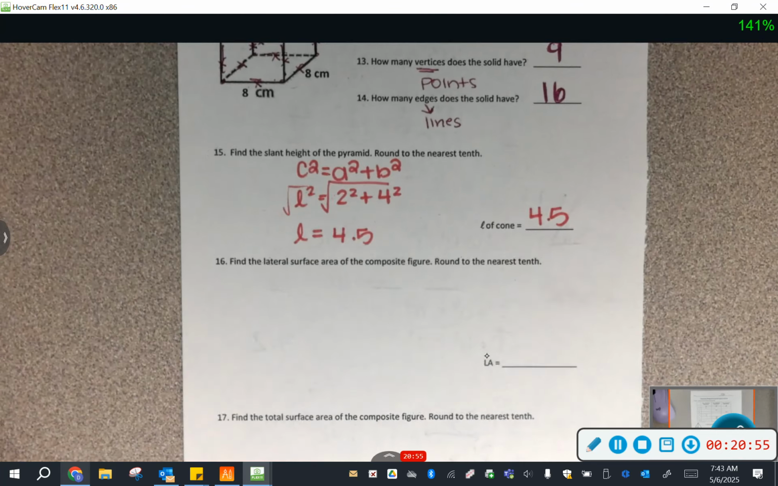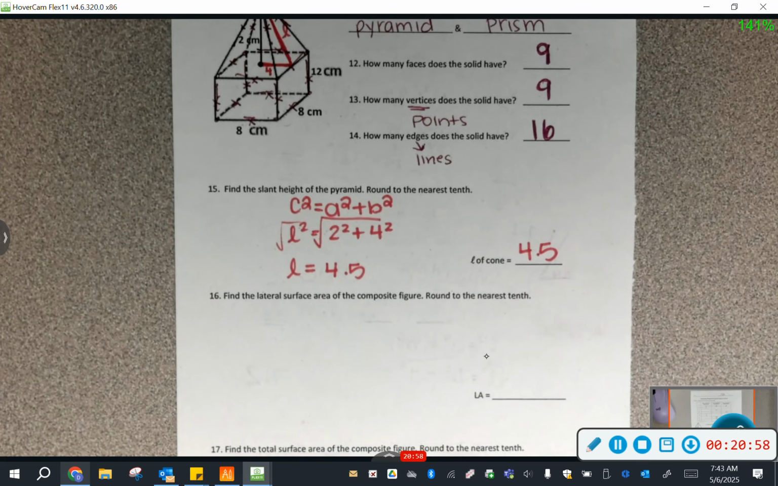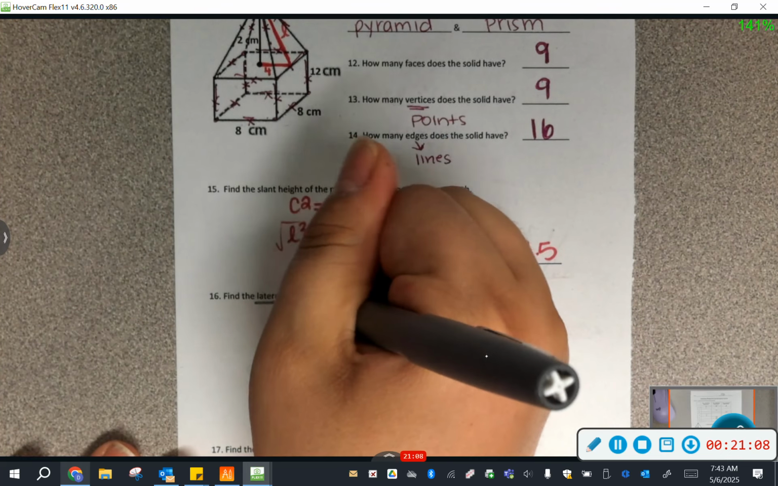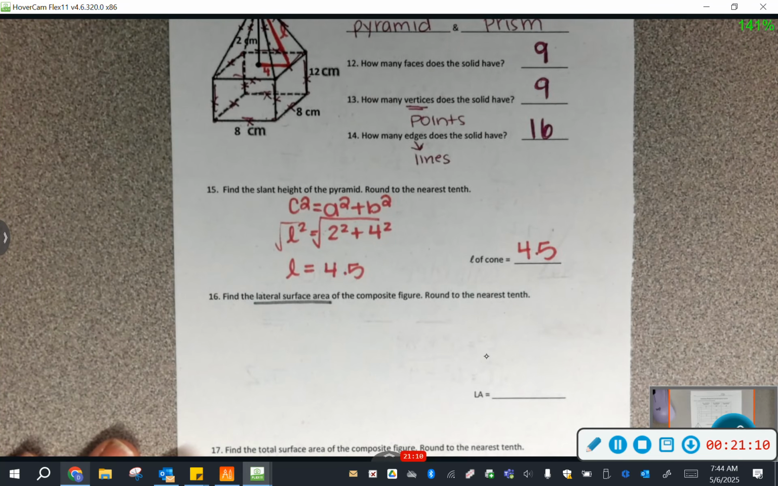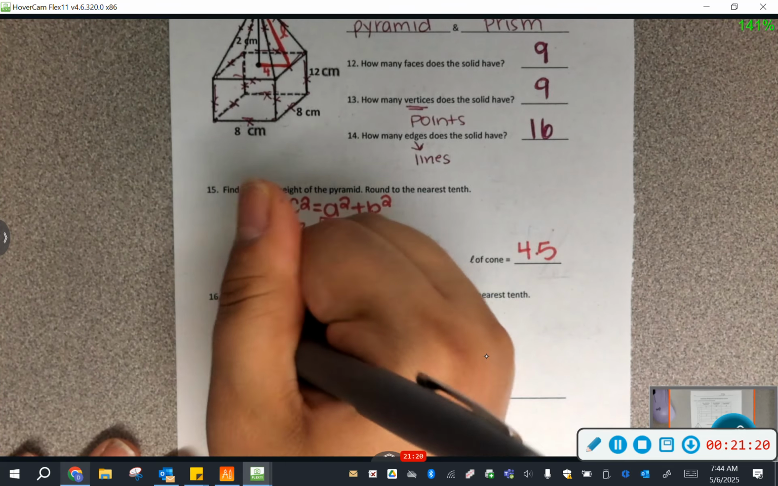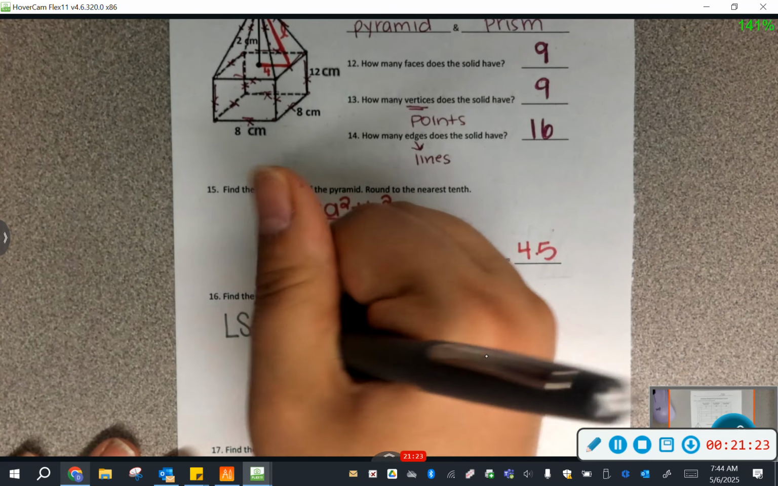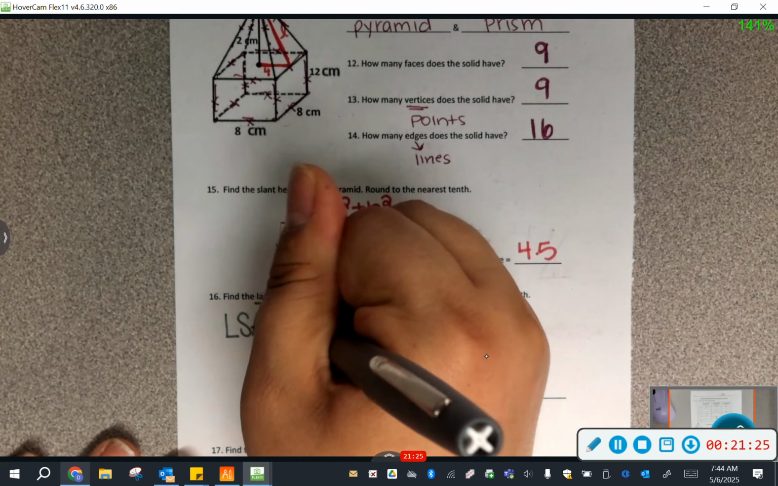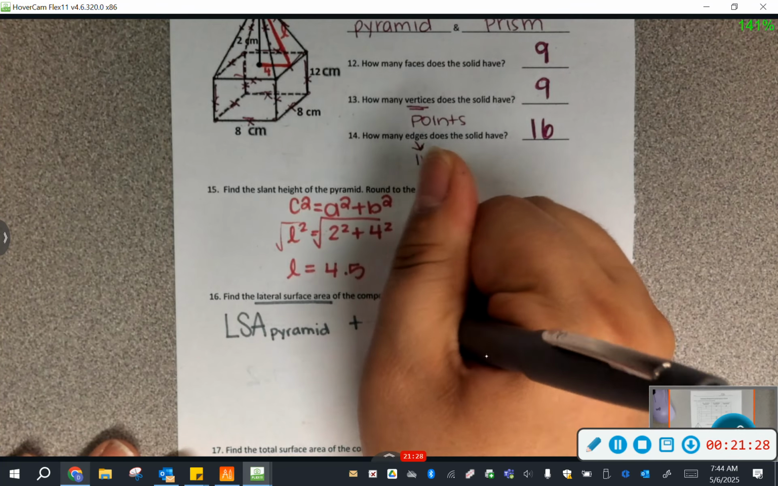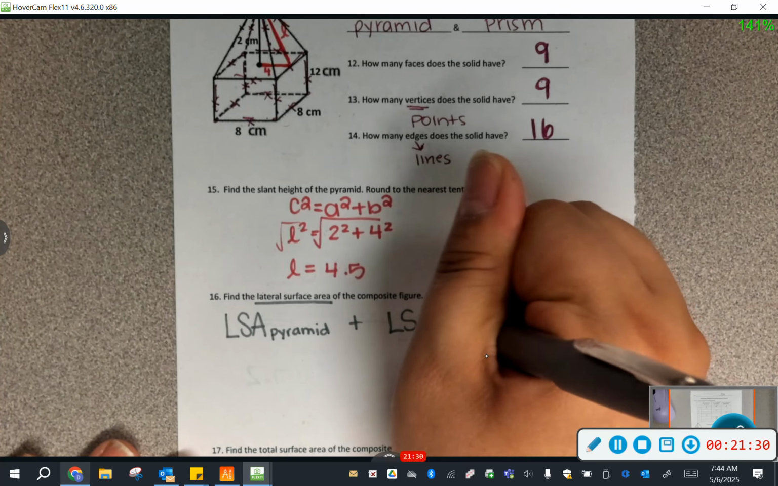Ooh, this next question. It says, find the lateral surface area of this figure. What am I going to do to find the lateral surface area? Will you do 2 separate ones? Yeah, I'm going to do 2 separate ones. I'm going to do the lateral surface area of the pyramid plus the lateral surface area of the prism.